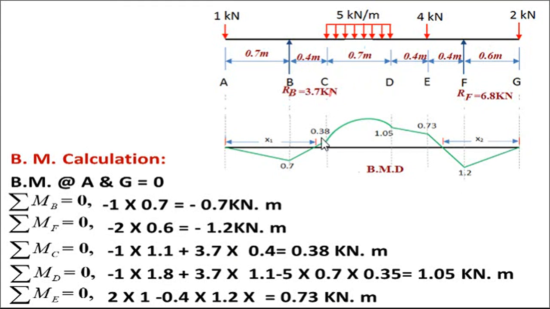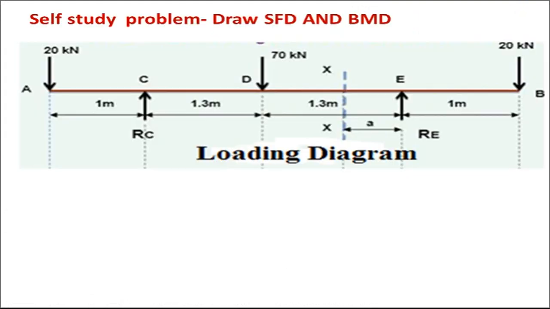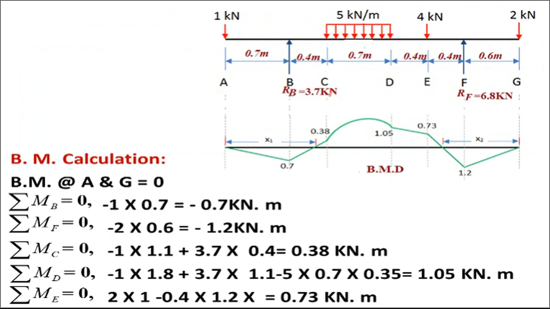So there is UDL, so you can join this line by a second degree parabolic curve, and where there is no loading, you can join all other points by a straight inclined line. So in this way you can draw the bending moment diagram like this. Here we have drawn the shear force and bending moment diagram for the overhanging beam.